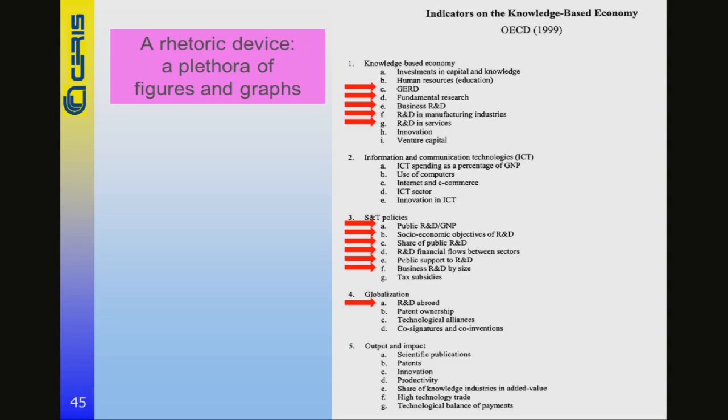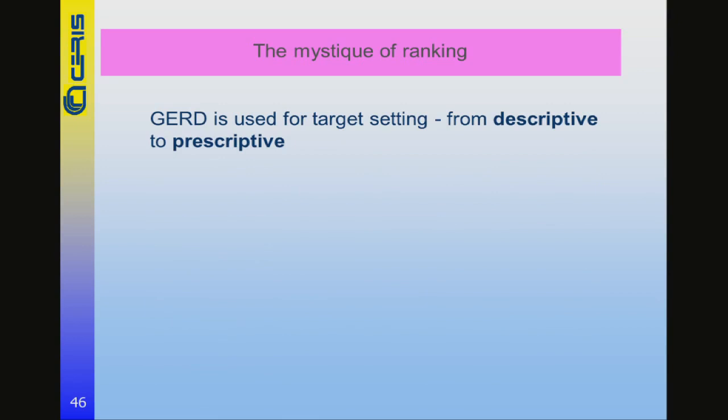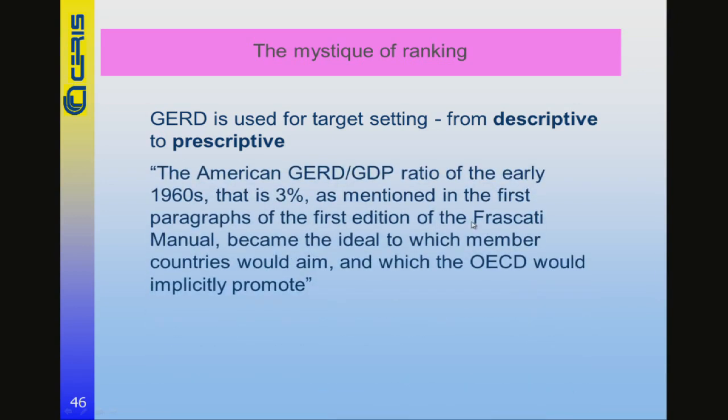It's another thing. And also the mystique of ranking, because GERD, the gross expenditure on R&D, is used for target setting, from descriptive to prescriptive. And we all know that, for instance, the American GERD/GDP ratio of the early 1960s, so we are talking about the beginning of the exercise, that is 3%, as mentioned in the first paragraph of the first edition of the Frascati Manual, became the ideal to which member countries would aim and which the OECD would implicitly promote. So we have this target in front of us.